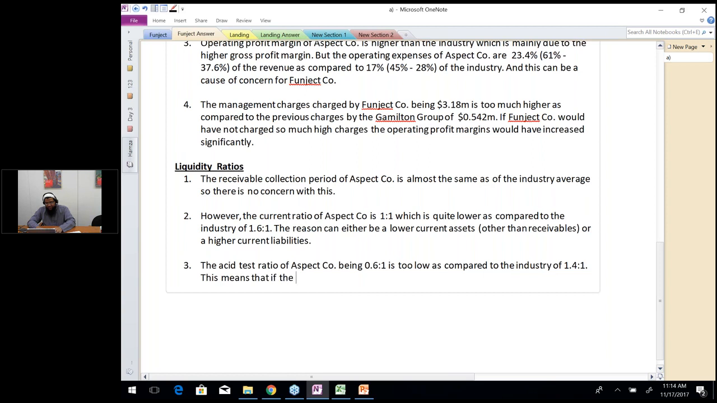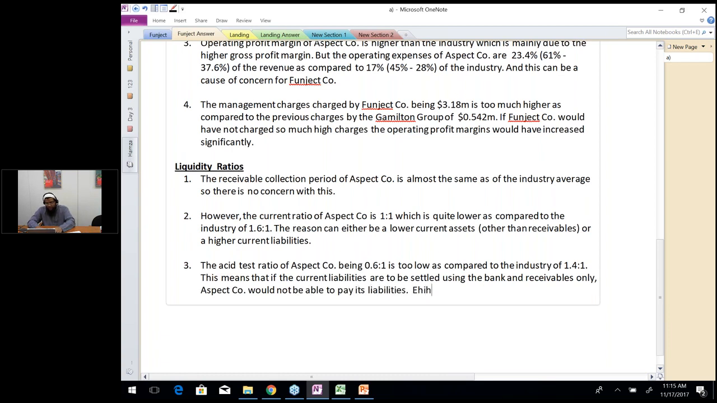This means that if the current liabilities are to be settled using the bank and receivables only, Aspect company would not be able to pay its liabilities, which should be an area of concern for Aspect.